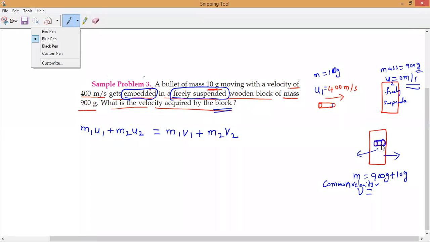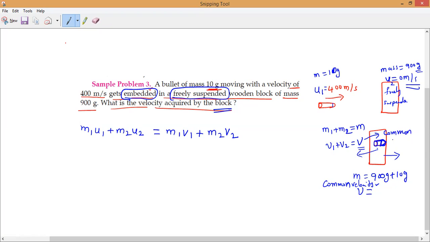Now, once the bullet is stuck inside the wooden block, their masses will be added together: M1 plus M2 is equal to M. In the same way, after the bullet is stuck inside, both velocities are also combined: V1 plus V2 is equal to V. That V only we call the common velocity.